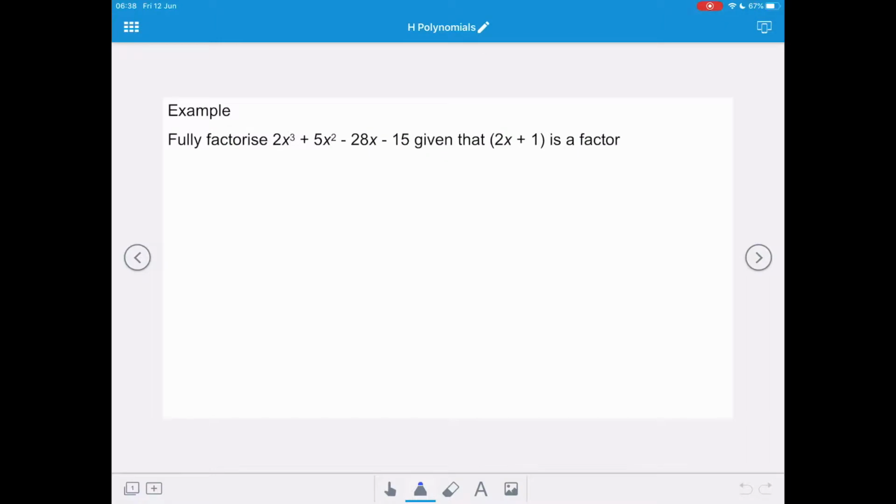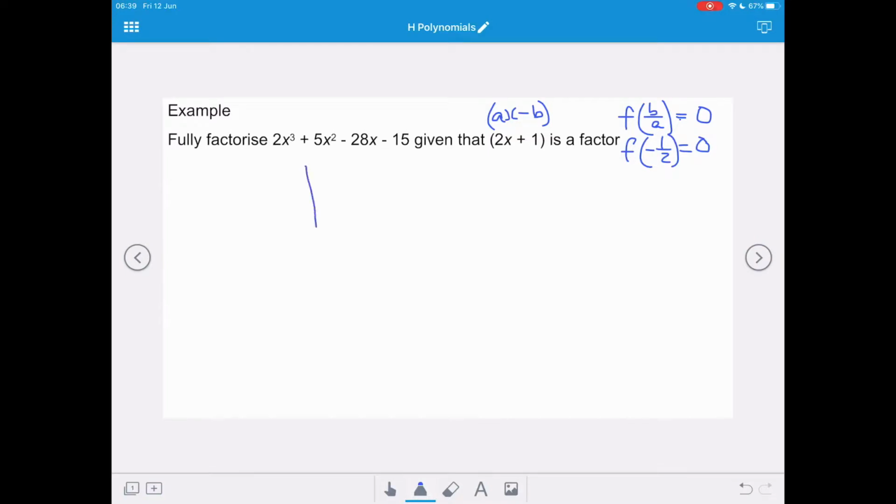Now in our final example, we want to fully factorize 2x cubed plus 5x squared minus 28x minus 15, given that 2x plus 1 is a factor. Now our factor is in the format of ax minus b. So we want to find f of b over a, and that's going to equal 0 if 2x plus 1 is a factor. So our f of b over a is going to be f of negative a half, which should be 0 if 2x plus 1 is indeed a factor.